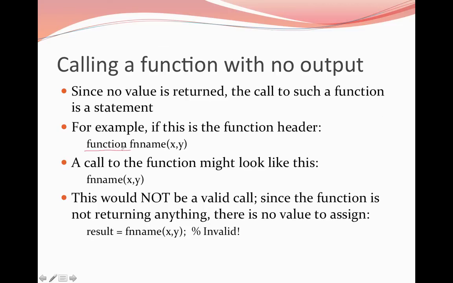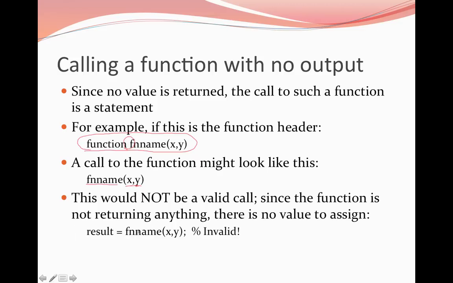So for example, if this is our function header, again, not the entire function definition, but just the header, we can see that we don't have any output arguments, so the function isn't returning anything. So the call to the function might look like this. We give the name of the function and whatever values we're passing to the input arguments, and we could have variables with the same name as the input arguments or not, it doesn't matter. But that's basically all we can do.